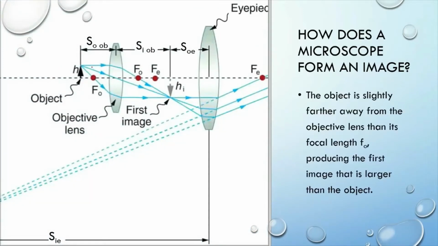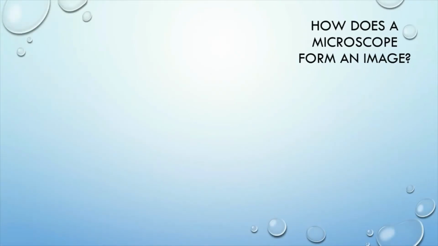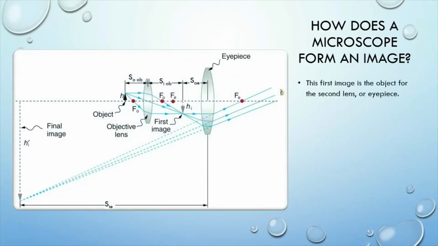This is the object. It is placed slightly farther away from the objective lens than its focal length, FO, producing the first image that is larger than the object. This is the first image. The first image is the object for the second lens, the eyepiece. So the object for the eyepiece is the first image formed by the objective lens.